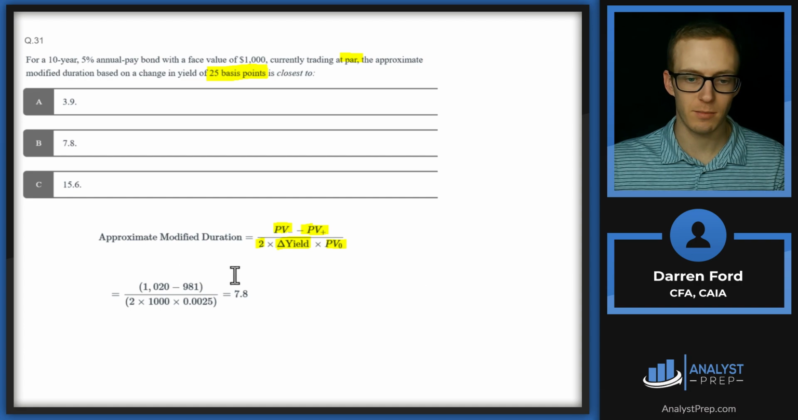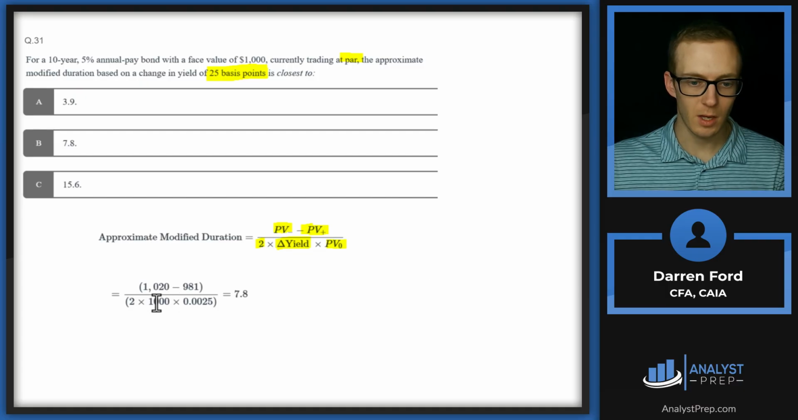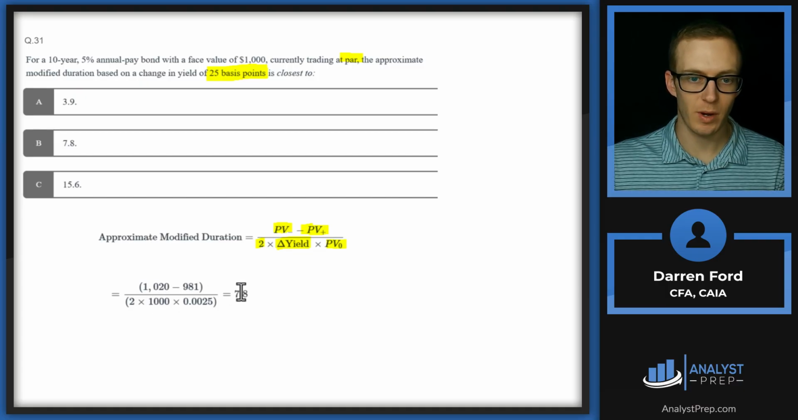From here, we're going to take those two numbers and plug them into our formula. We rounded a significant amount here. You probably wouldn't normally round this much on the test, but that's what we did for this problem. When we plug in those two price values, we get 7.8 for the modified duration, which is equal to answer B.